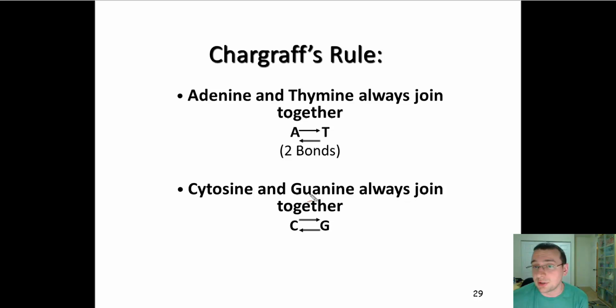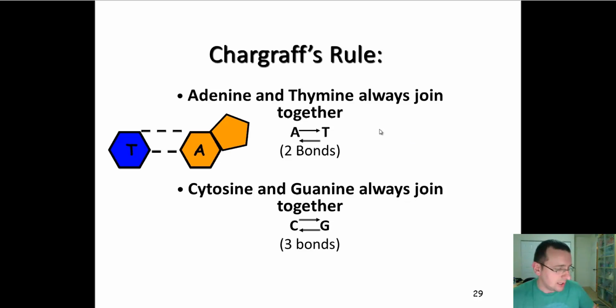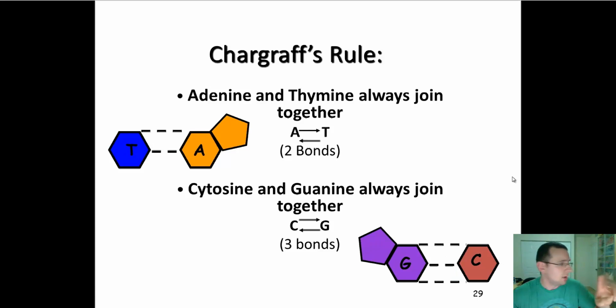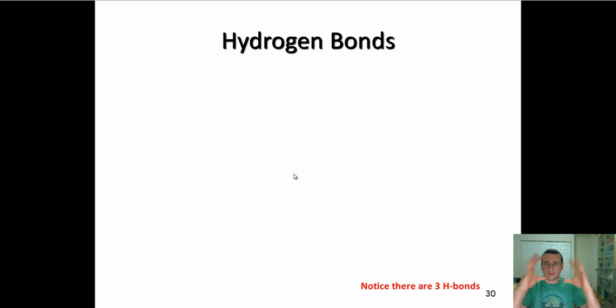He figured that out by looking at the chemistry of the composition of those molecules. But when you actually look at it molecularly, you see there are always two bonds between adenine and thymine, and there are always three bonds between cytosine and guanine. And you see those things there. Now remember, three bonds between C and G, two bonds between A and T. What are those bonds?